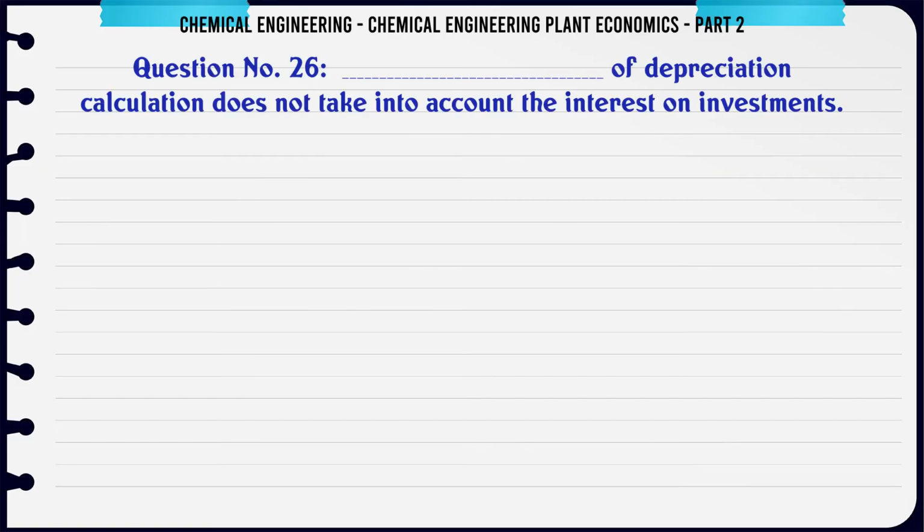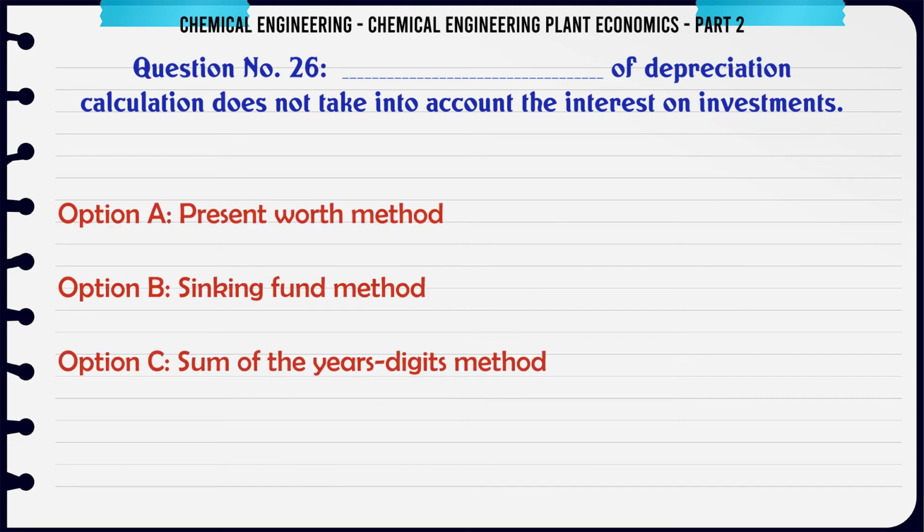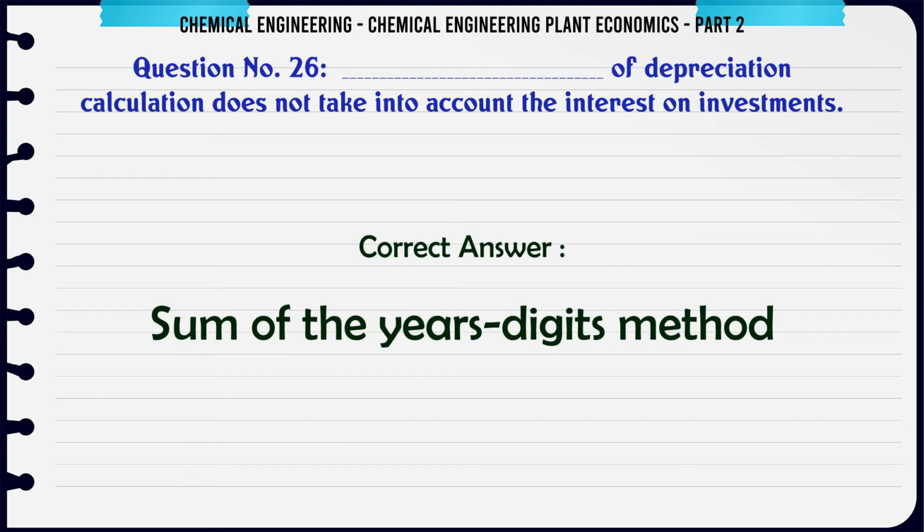Which method of depreciation calculation does not take into account the interest on investments? A. Present worth method, B. sinking fund method, C. sum of the year's digits method, D. all A, B, and C. The correct answer is sum of the year's digits method.